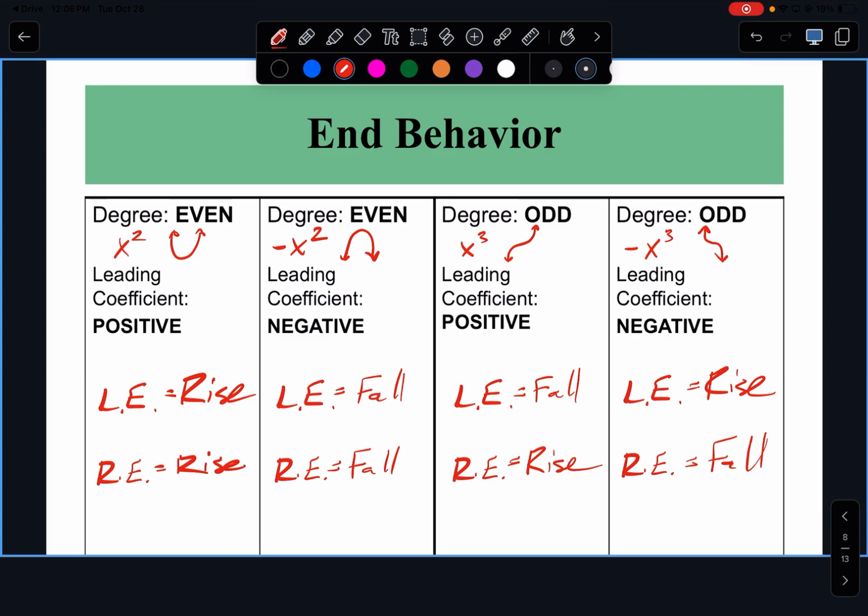Okay. Same thing for odd. It could be x to the fifth or the seventh. The end behavior is going to be the same. The shape will be different. So I just want to remind you that the examples I put up here were just for the most basic versions of these. Okay. It's not always going to be x squared or x cubed.